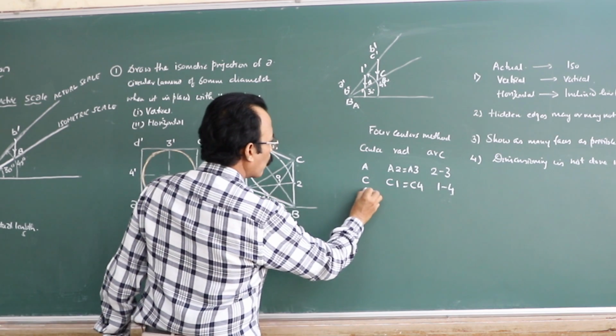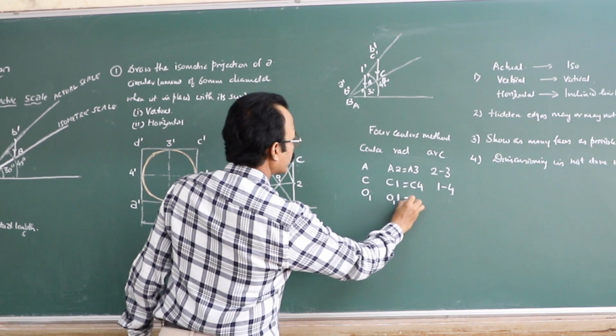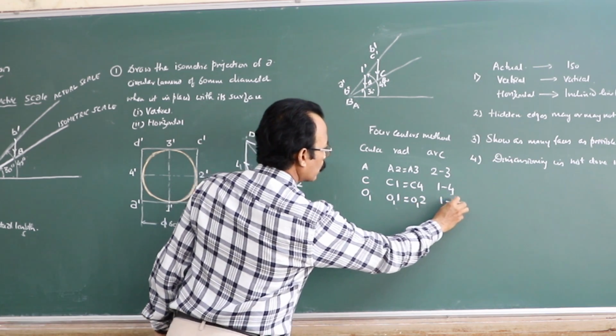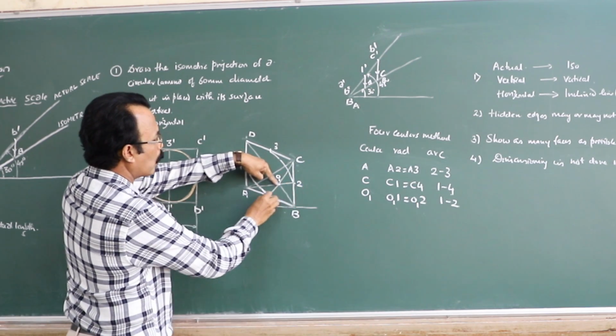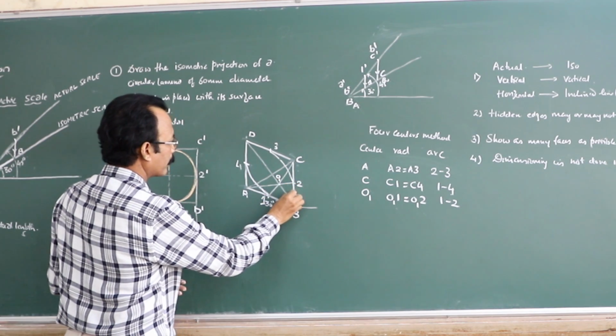So take O1 center. Now O1 1, which is equal to O1 2. Draw the arc 1, 2. Okay. So with O1 center, O1 1 or O1 2, draw the next curve here.